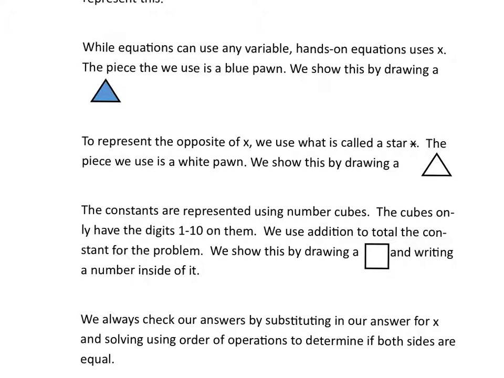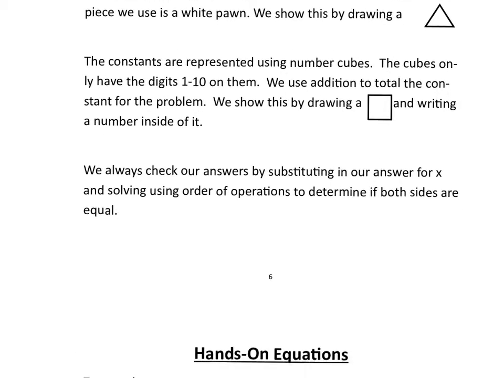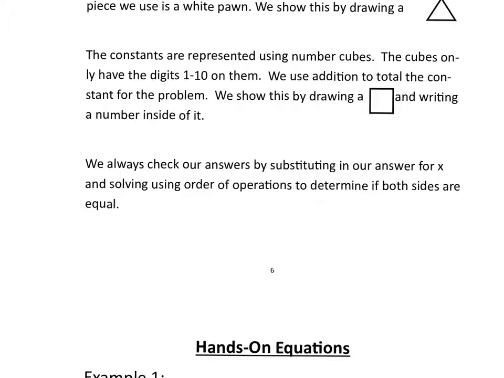Constants are the numbers in an equation that don't have a variable. And we're going to represent those with number cubes. Now, the cubes only have digits 1 through 10 on them. When you actually use the hands-on equations kit, you end up with 8 blue pawns, 8 white pawns, and then you have 4 dice. 2 of them go 0 to 5, and 2 of them go 6 to 10.